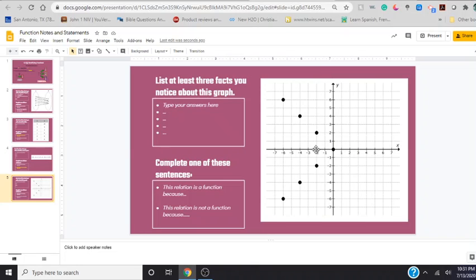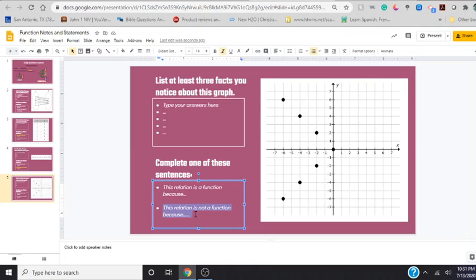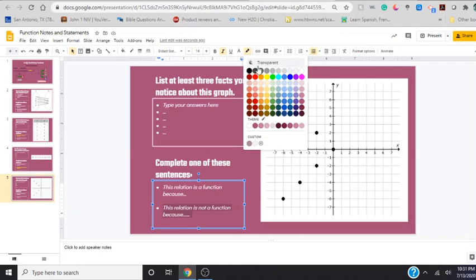But when x is negative 2, there's a y of 2, positive 2 right there, and a y of negative 2. So when x is negative 2, there are two different numbers. That means negative 2 is dating two different people, and this is automatically not a function. Okay? And once again, you follow the same rules.